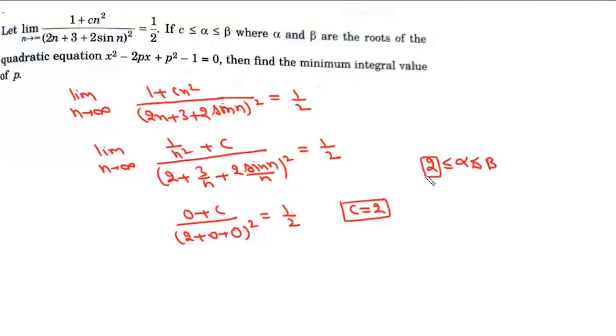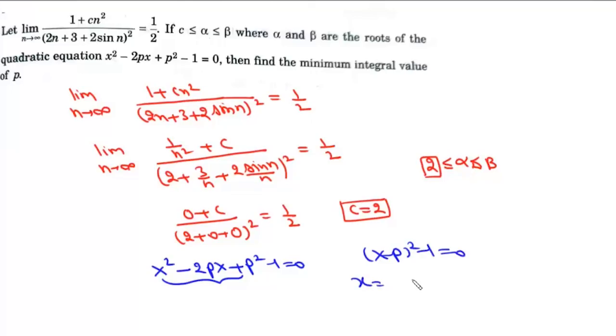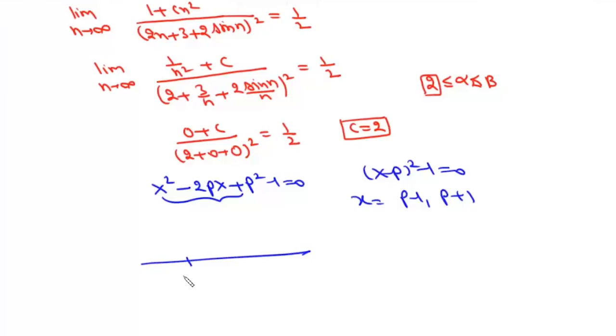So we have to find the condition that both roots are greater than 2. Now if we look at this equation, x square minus 2px plus p square minus 1 equals 0, this is (x minus p) whole square minus 1 equals 0. So the roots of this equation are p minus 1 and p plus 1.